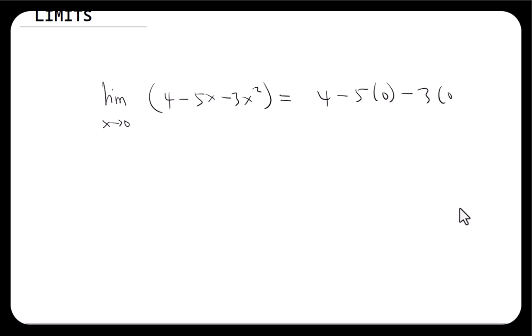Now go ahead, pause the video and try your hands on this example. Limit as x approaches 0 of the expression 4 minus 5x minus 3x squared. Now what do we do? We take the number that x is approaching and we substitute it right back into this function. Now that is going to give us 4 minus 5 multiplying 0 minus 3 multiplying 0 squared, and that is going to give us 4 minus 0 minus 0, and that is exactly 4.